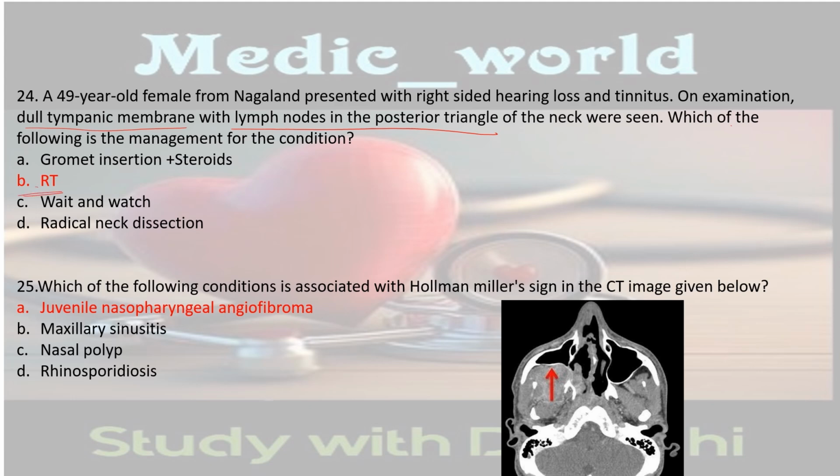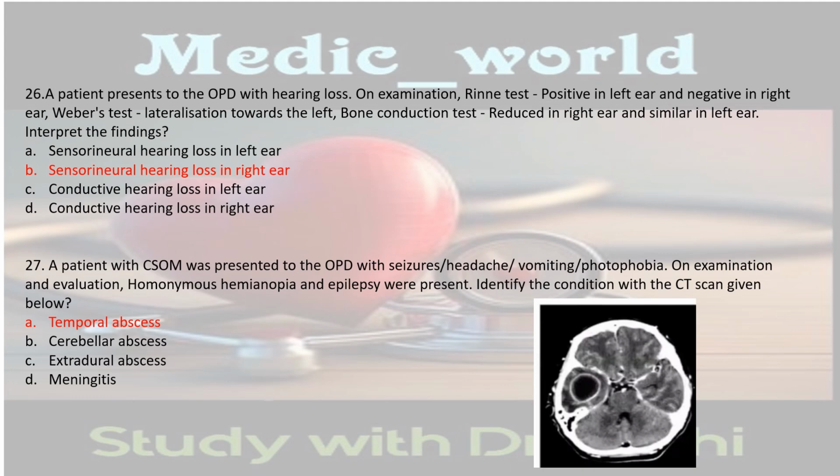Now, which of the following conditions is associated with Holman-Miller sign in the CT image given below? The answer to this question is juvenile nasopharyngeal angiofibroma. Next question. A patient presents to the OPD with hearing loss. On examination, Rinne test positive in the left ear and negative in the right ear.